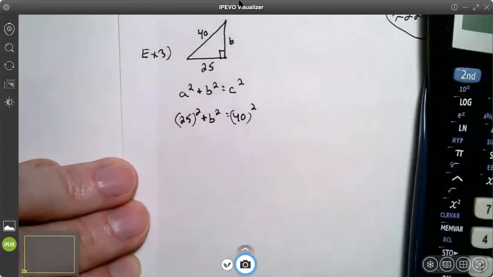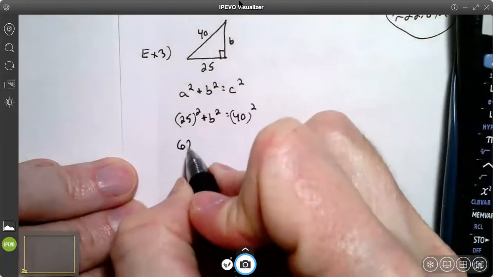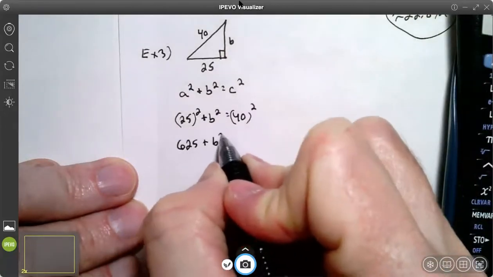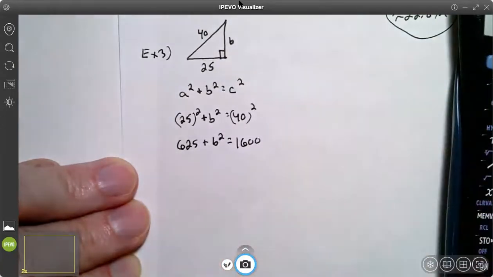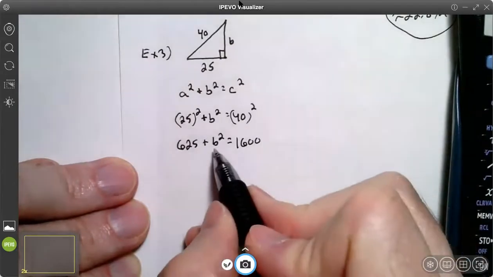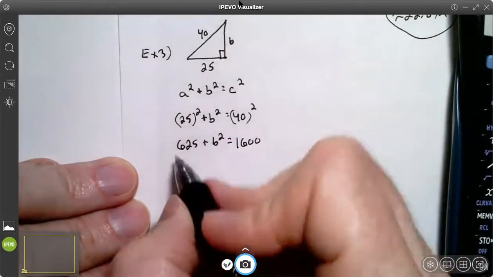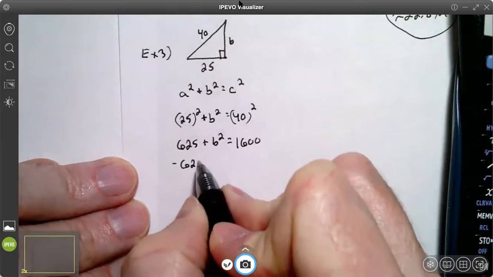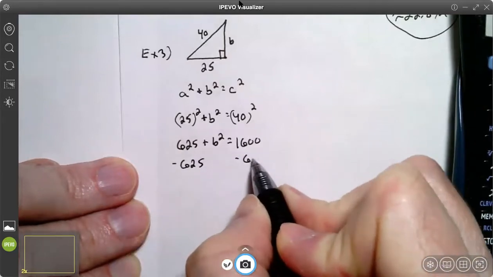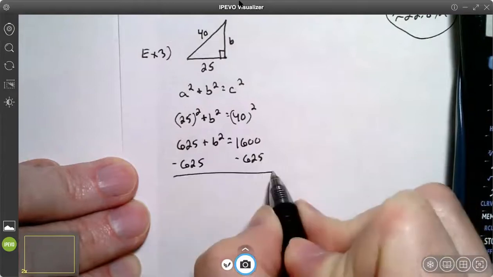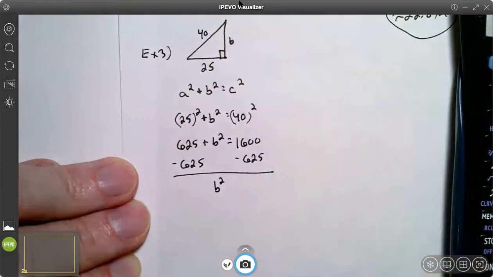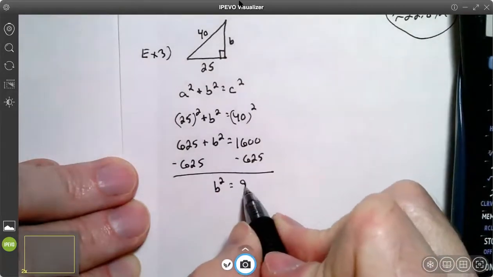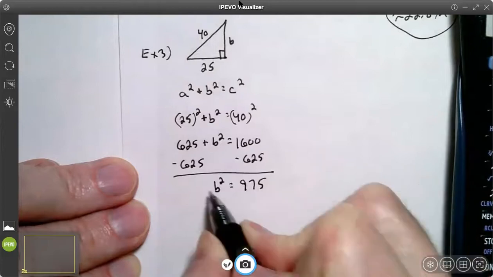So I take my calculator, 25 squared equals 625, bring down plus, bring down B squared, bring down equals. 40 squared is 1600. Now, before I isolate the B, I first have to get rid of this plus 625. So I subtract 625 from each side. Bring down the B squared. 1600 minus 625 is 975.